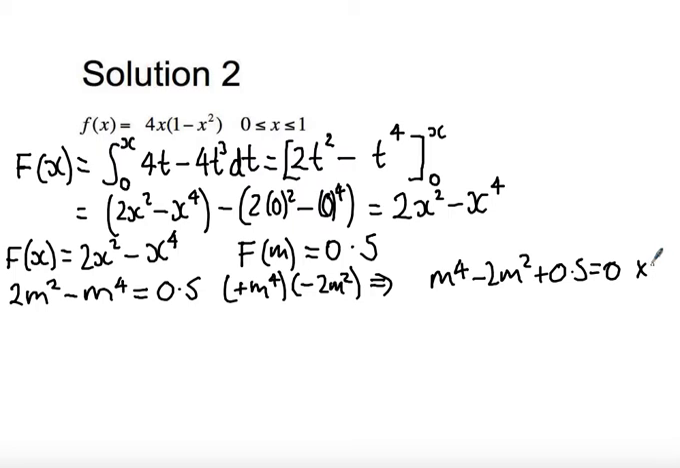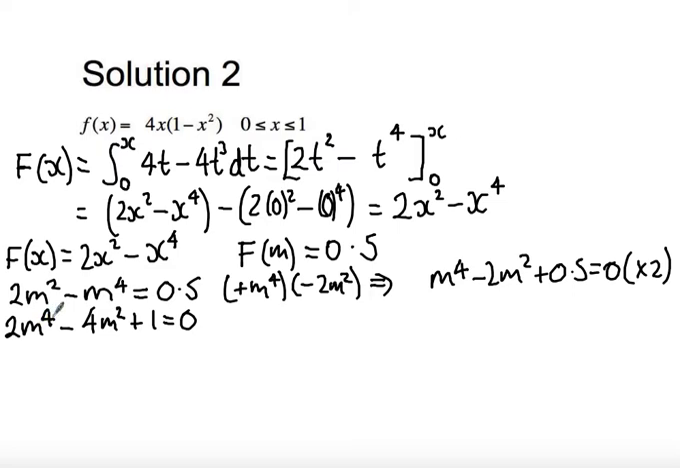I'm also going to times by 2, and I'll explain this a little bit further in a moment once I've done the steps. So I get 2m to the power of 4 minus 4m squared plus 1 equals 0. Now the reason I've done this is because actually this is a quadratic equation. It may not look like it at first, it may look like a quartic equation.